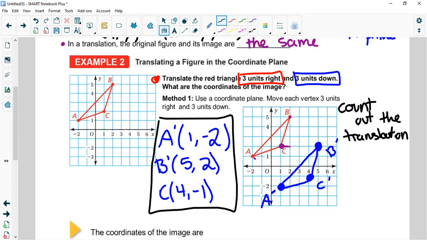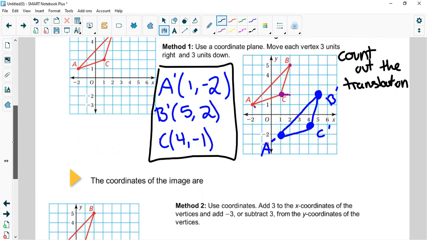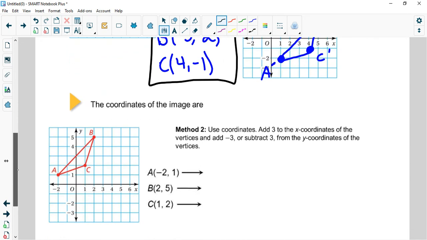If you like this method, that is awesome. I'm going to go ahead and show a second method. You are responsible for understanding both. But if you're just asked what the new coordinates are, you can use any method you want to find that answer. So, method 2.